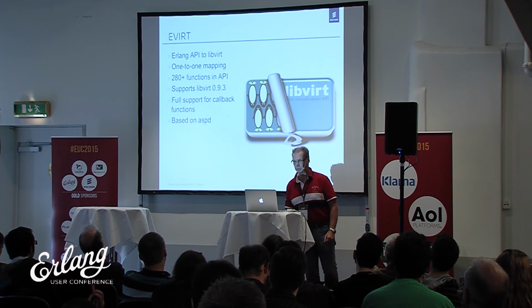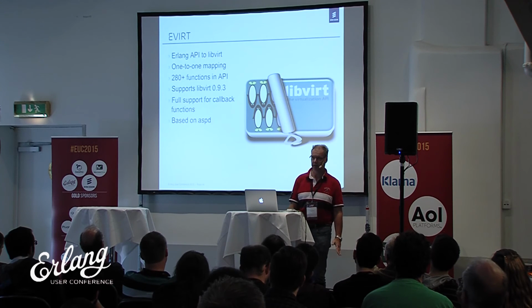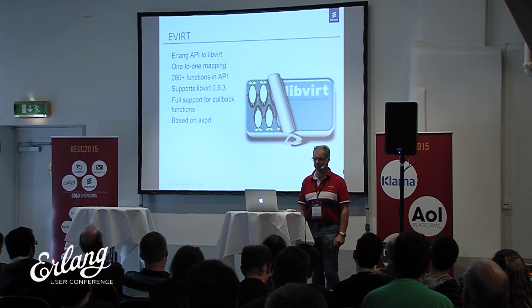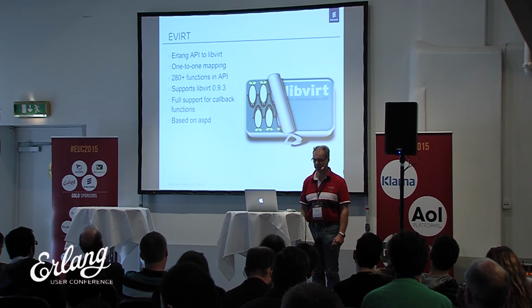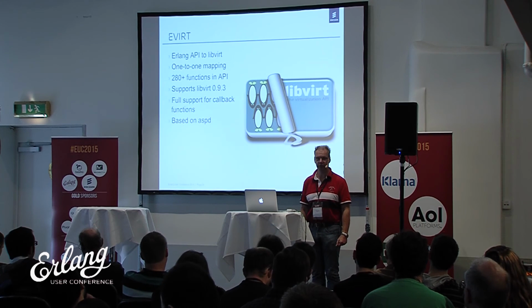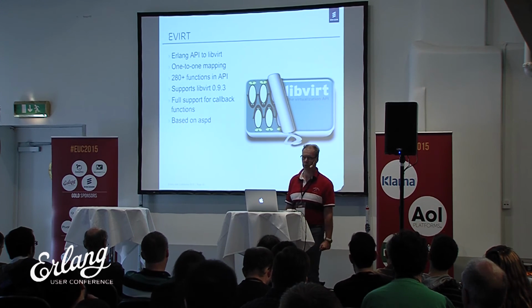Okay, another thing we wrote for this was what we call evirt. It's an Erlang API to libvirt. It's a fully one-to-one mapping. At the time when I did this, it was 280 plus functions. So it supports libvirt 0.9.3. Now I think it's up to 1.2.9, so it's lagging behind. It has full support for callback functions.